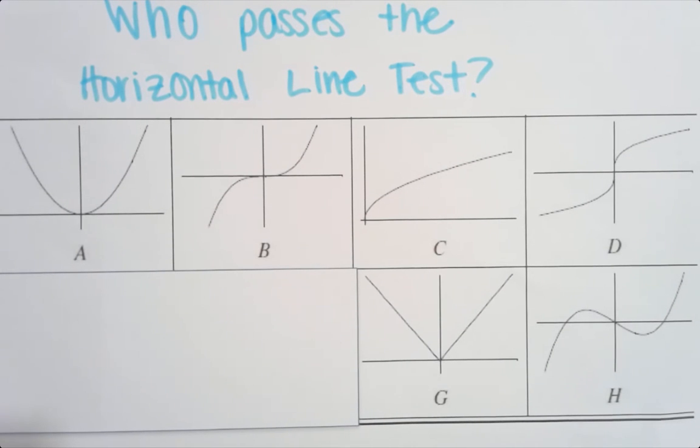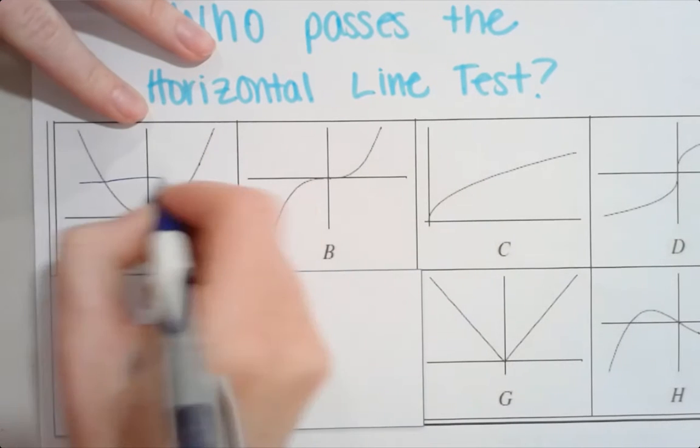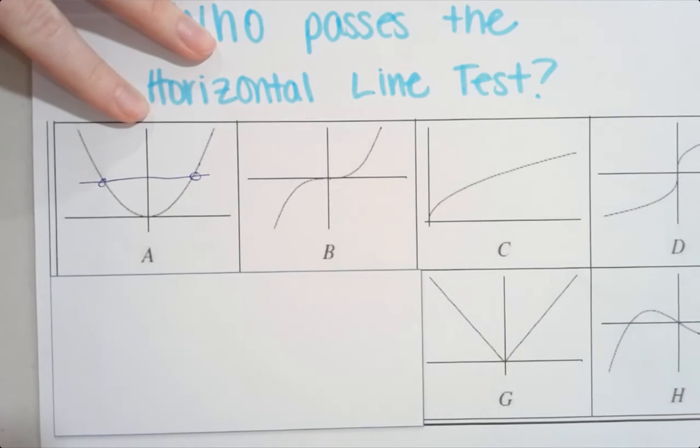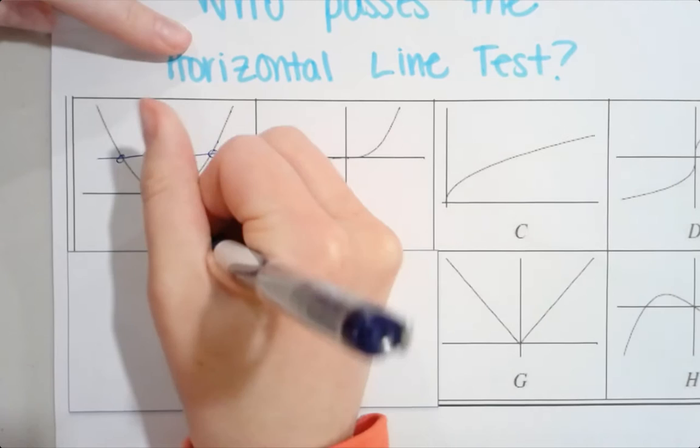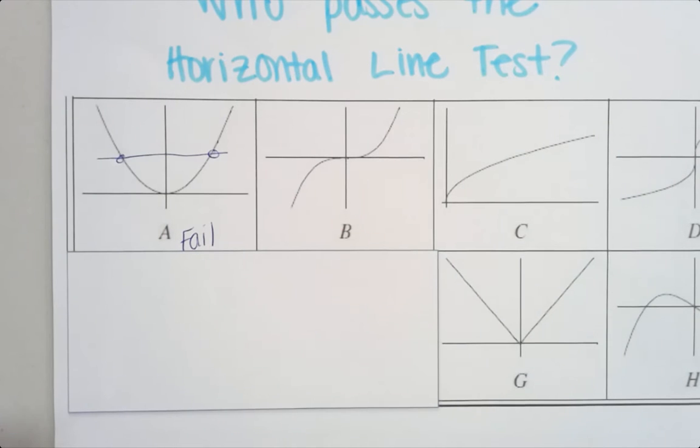Okay, so now that you've returned to this video and you've taken a look at all of these pictures, let's decide who is going to have an inverse function because they pass the horizontal line test. Picture A, you guys can see fails the horizontal line test. So since they fail the horizontal line test, we are not going to have an inverse function. We're going to have an inverse relation.